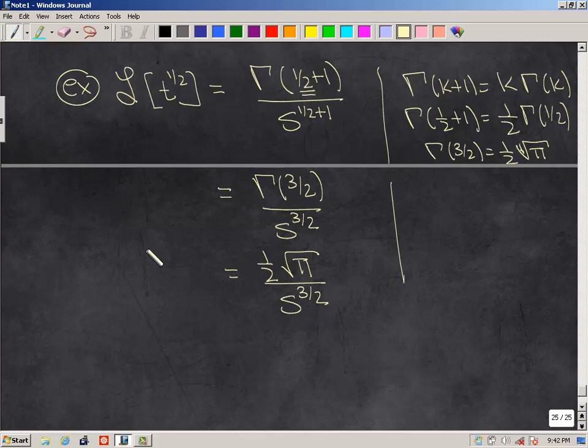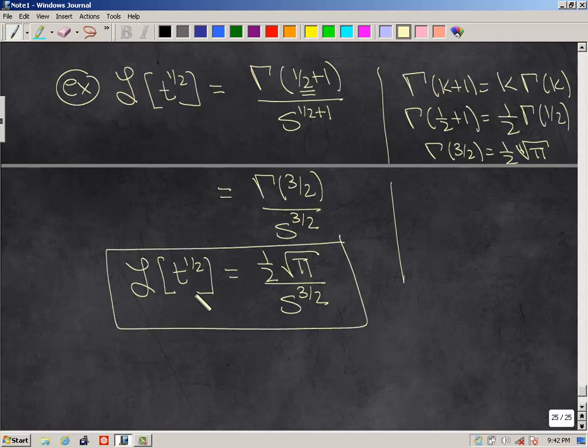And that is your answer for the Laplace transform of t to the 1/2, which is really cool that you can do these really goofy Laplace transforms of goofy exponents using the gamma function.